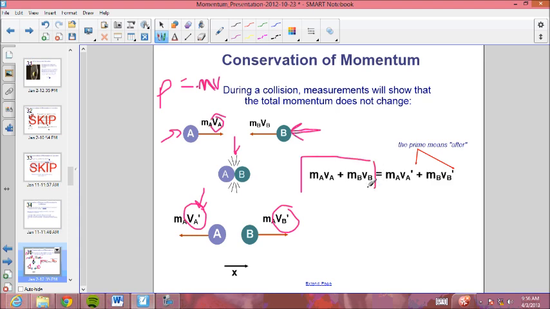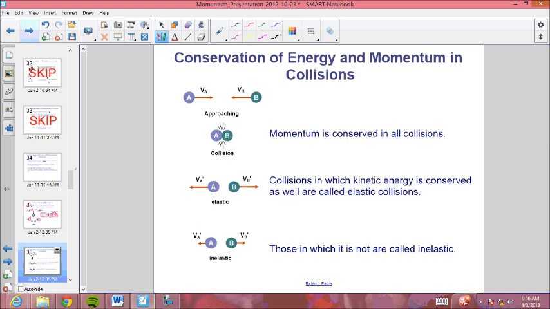If you remember when we did system of momentum, you added up both of the momentums of each object. So we add them up in the beginning and we add them up at the end, but the only thing that's changing is our primes over here, because our velocities are different afterwards. So as you can see here, momentum's conserved in all collisions.